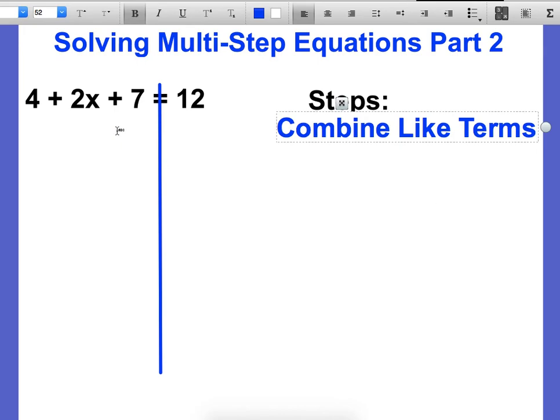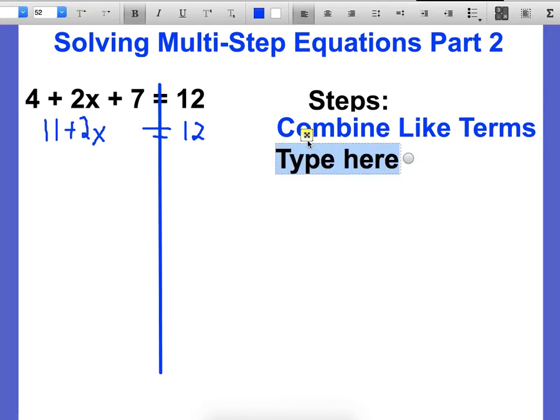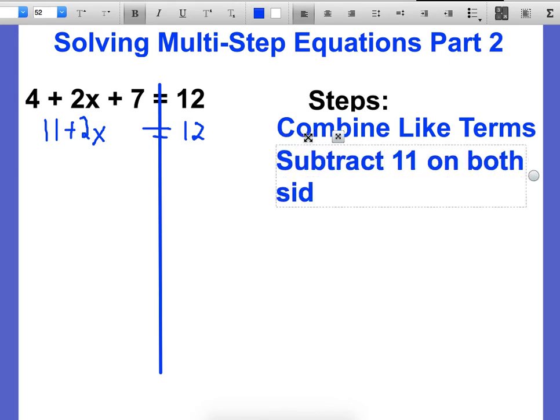And when I'm doing that, I'm going to go ahead and do 4 plus 7. I get 11. And this plus 2x, there's no other x's here, so it just stays plus 2x. On the right side, 12 doesn't have any like terms with it, so it's just 12. Okay, left side. How do we remove that 11? So now we're at a two-step equation, just like we've been practicing before. And that's what we want to get to, is something that looks more familiar. So the opposite of a positive 11 is going to be to subtract 11 on both sides.